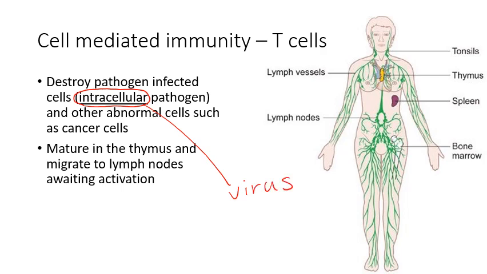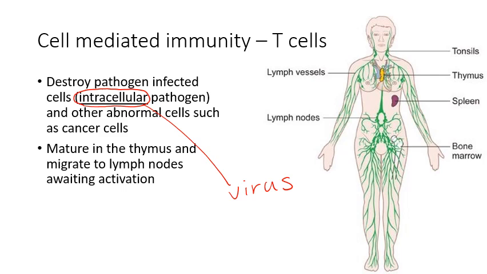Okay, so every time you get the flu or a cold, or God forbid you get coronavirus, your cell-mediated immune response will be triggered, and this is the specific immune response that your body will use to try and fight off that virus that has infected your cells.